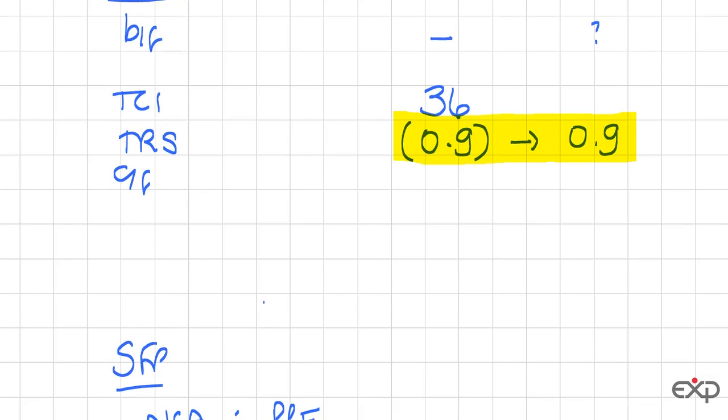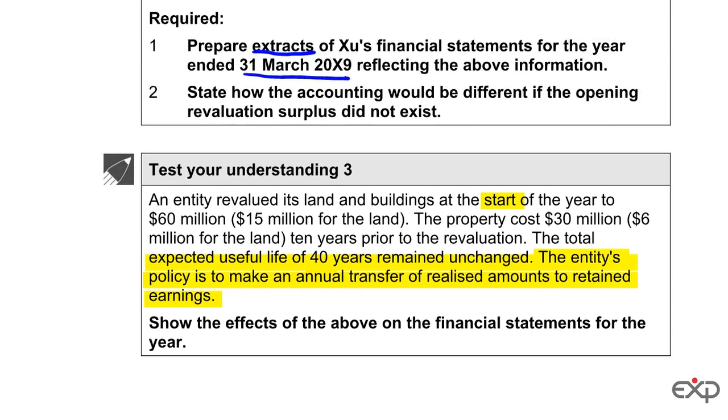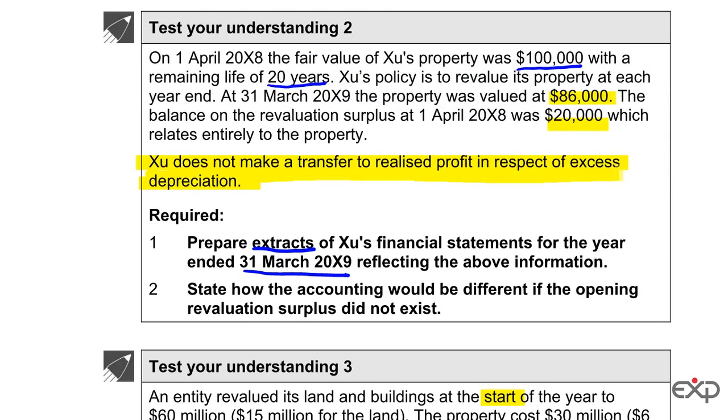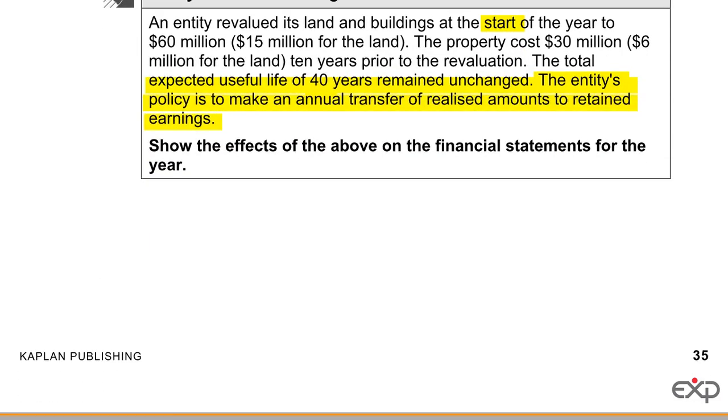Now you'll notice I've done that because in the question it says we make a choice to do it. You don't have to do it. Notice in the previous test your understanding, they didn't choose to do it, so we didn't do it. And an exam question will need to make it very clear for you.